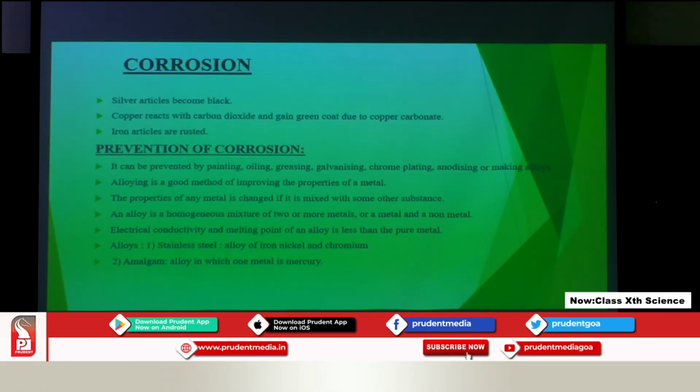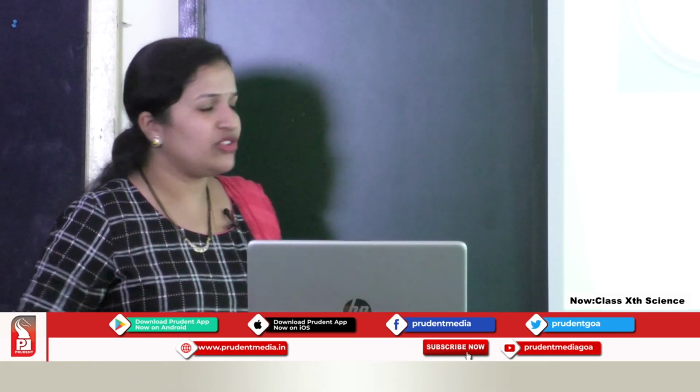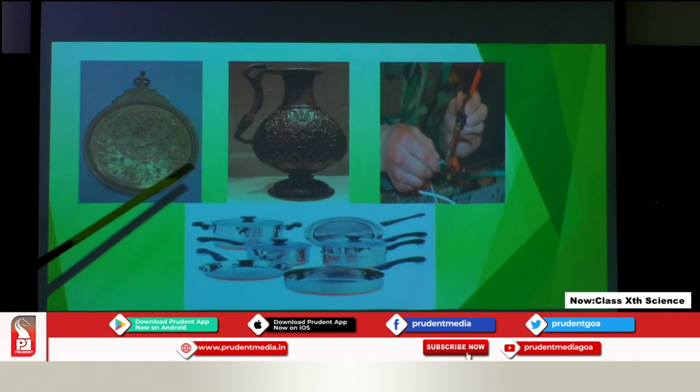Now, the properties of any metal change when it is mixed with some other substance. Okay? An alloy. Now, what is an alloy? Alloy means a homogeneous mixture. Two metals, or one metal and a non-metal, are added in equal proportion in order to get a new compound, and that new compound is known as an alloy. Now, the electrical conductivity and the melting point in the case of an alloy are a little less as compared to those of the pure metal.